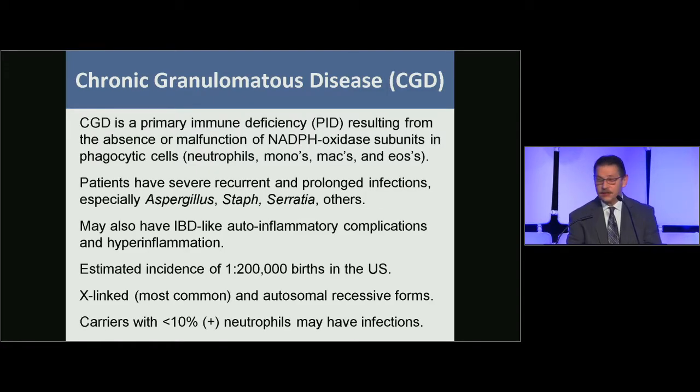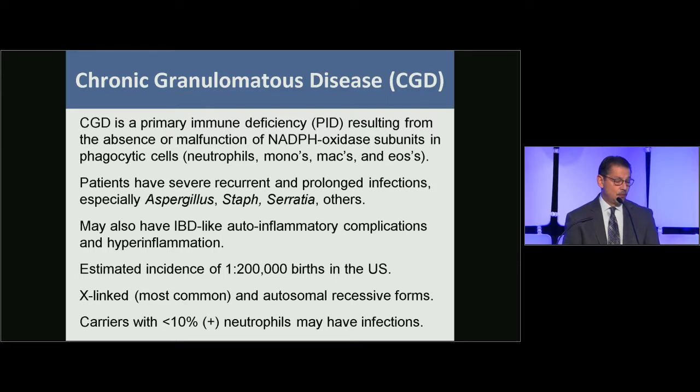And so what we now understand is that CGD is a primary immune deficiency resulting from the absence or malfunction of NADPH oxidase subunits in phagocytic cells, which include neutrophils, macrophages, monocytes, and eosinophils. These patients have severe and recurrent infections, especially with Aspergillus, one of the most troubling organisms, staph, Serratia, and other catalase-positive organisms. They may also have inflammatory bowel disease-like autoinflammatory complications and hyperinflammation.